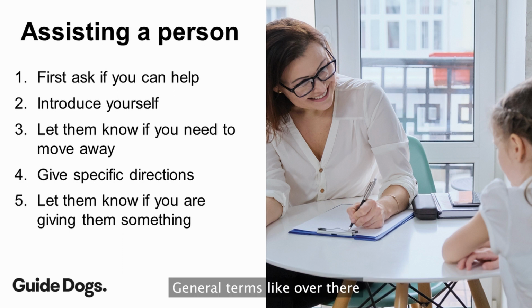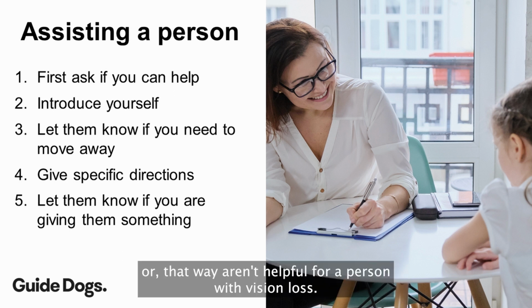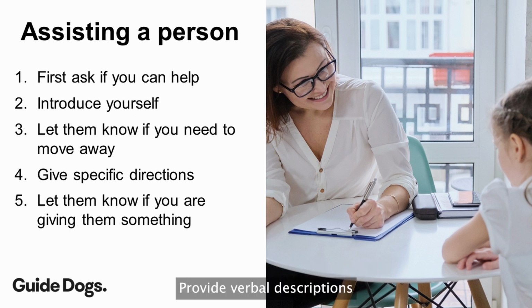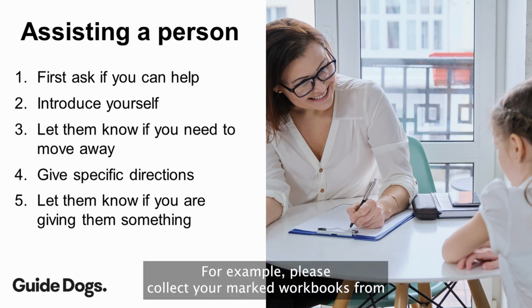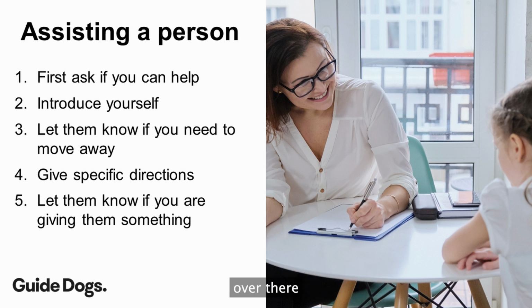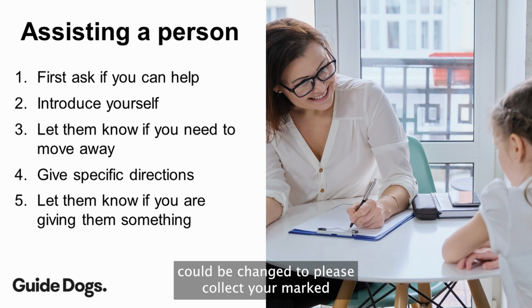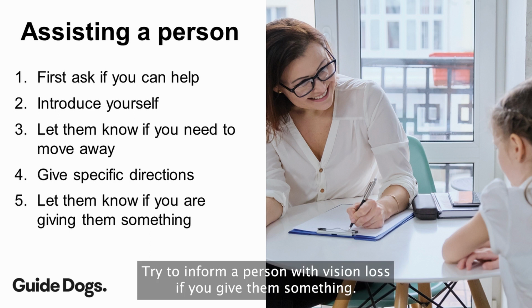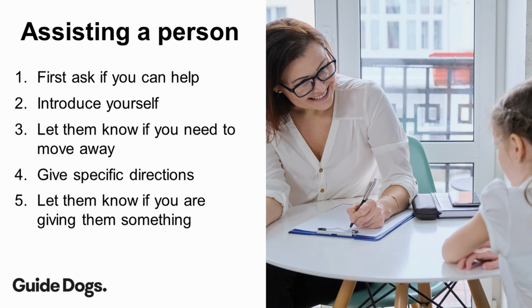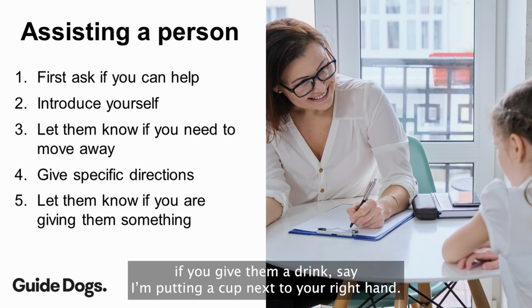General terms like over there or that way aren't helpful for a person with vision loss. Provide verbal descriptions of what you are pointing to or referring to. For example, please collect your marked workbooks from over there, could be changed to, please collect your marked workbooks from the top of the cabinet beside the bookshelf. Try to inform a person with vision loss if you give them something. For example, if you give them a drink, say, "I'm putting a cup next to your right hand."